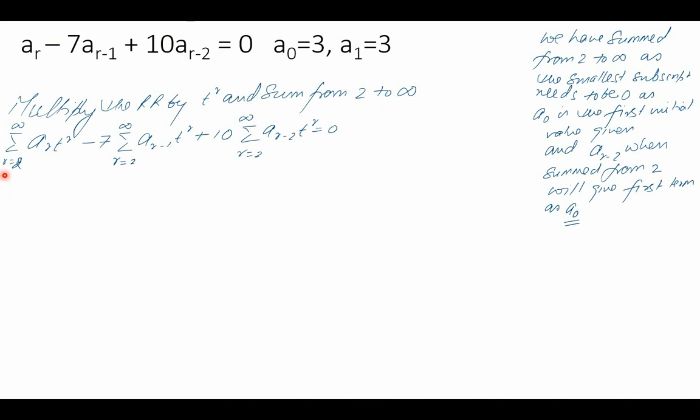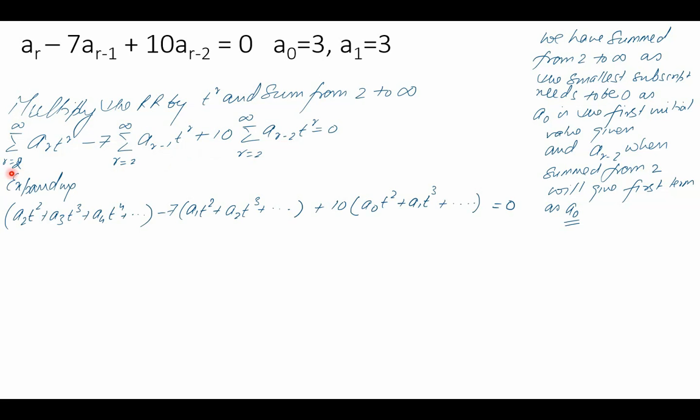So it will be summation r is equal to 2 to infinity a_r t to the power r minus 7 summation r is equal to 2 to infinity a_(r-1) t to the power r plus 10 summation of a_(r-2) t to the power r. Next, I'll simply expand it. As this is now going from r is equal to 2, it becomes a_2 t square plus a_3 t cube plus a_4 t to the power 4, and so on, minus 7. So this is r minus 1. When r is equal to 2, this becomes 1. So a_1 t square plus a_2 t cube, and so on. And this is 10, a_0 t square plus a_1 t cube, and so on.